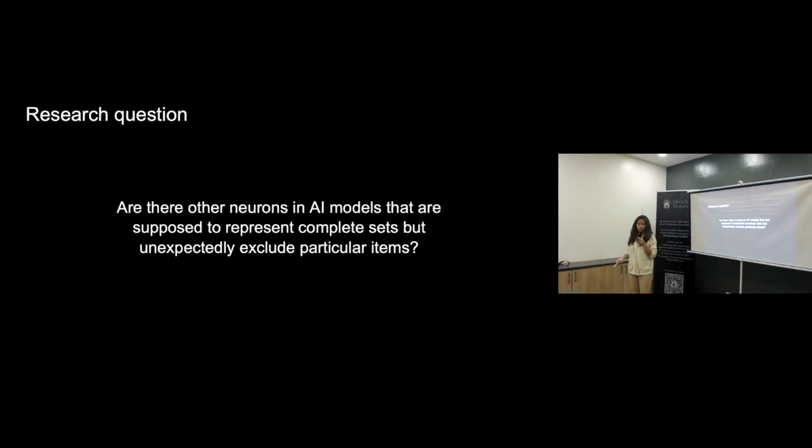So my research question is, are there other neurons in AI models that are supposed to represent complete sets of something, but for some reason they just exclude some particular items that are supposed to be there? This question is very interesting to me because aside from regular objects like colors or, let's say, kitchen utensils, this question could be very important for other closed sets such as countries or languages.